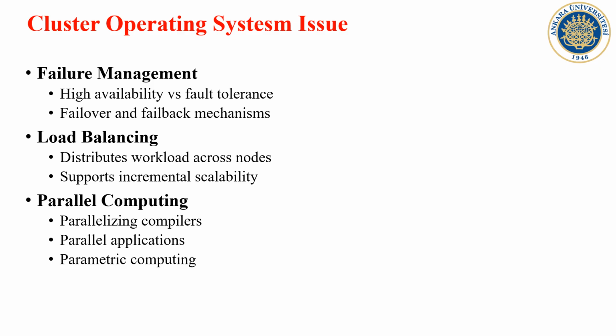parallelizing computing. Some applications must run in parallel to fully benefit from a cluster. This can be achieved using a parallelizing compiler, explicit parallel applications, or parametric computing, where a program runs multiple times with different parameters. Together, these mechanisms enable clusters to deliver scalability, performance, and high availability.